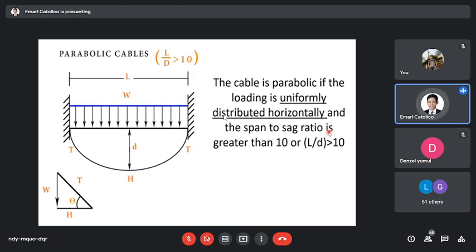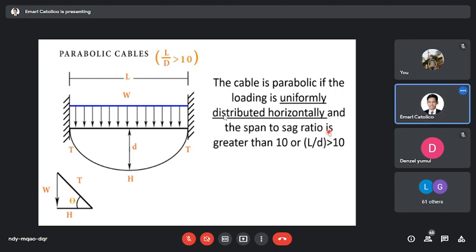So formula natin, tension at the ropes, yan yung T. T is equal to the square root of (omega L over 2) squared plus H squared. So, naka-form tayo ng right triangle. Kaya Pythagorean yung ginamit natin. Tension at the lowest point, yan yung H. Yung tension dito is omega L squared over 8D. So, mostly, ang formula nito ay derived galing sa formula ng beam.